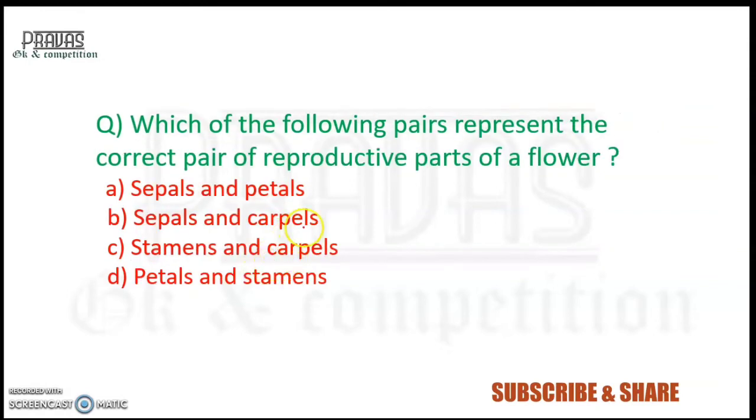The next question is, which of the following pairs represents the correct pair of reproductive parts of a flower? The options are sepals and petals, sepals and carpels, stamens and carpels, petals and stamens. And the right answer is stamens and carpels. Remember, stamens are the male reproductive part and carpels are the female reproductive part.